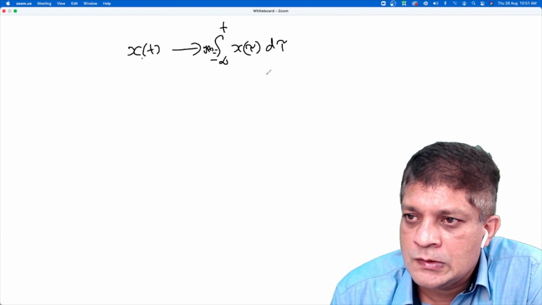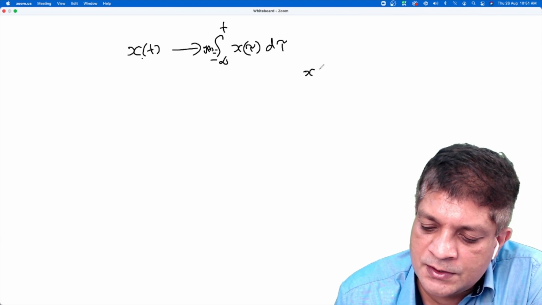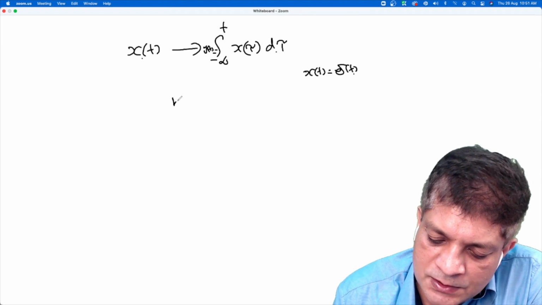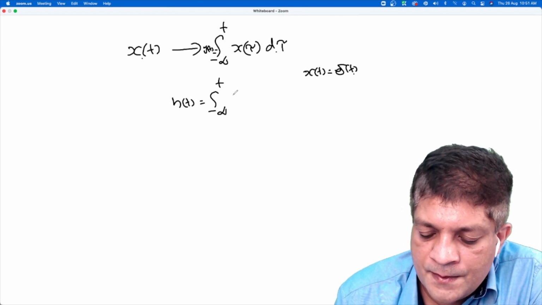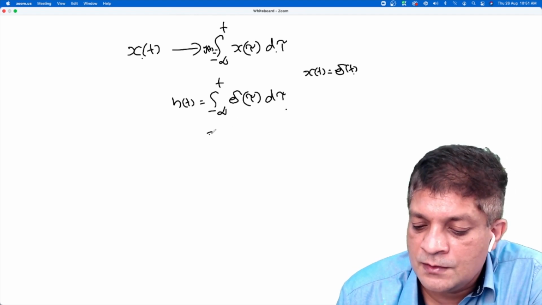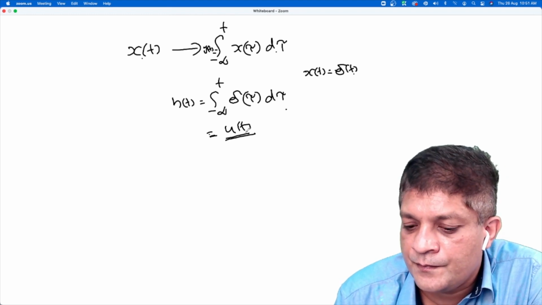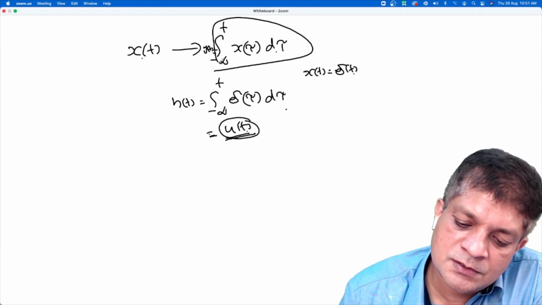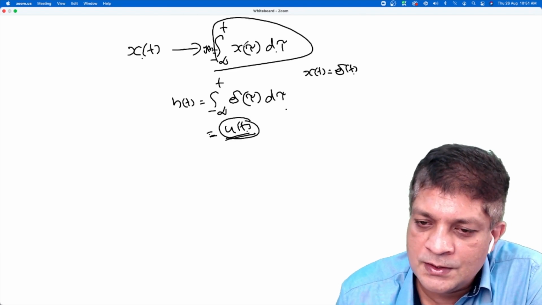U of t, the unit step function. To find the impulse response, you just substitute x(t) equal to delta(t). So the impulse response h(t) in this case is the integral from minus infinity to t of delta(tau) d tau, isn't it? What is that? The integral of the delta function is u(t). We have already seen this. So if the impulse response is u(t), then the system output is always the integral of the input. That is also very easy to verify.